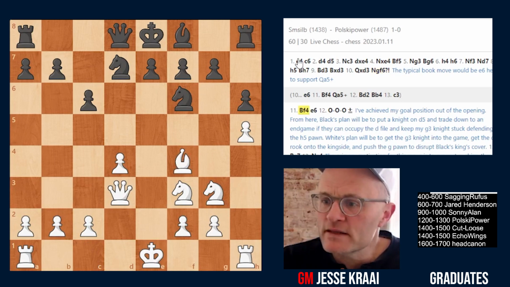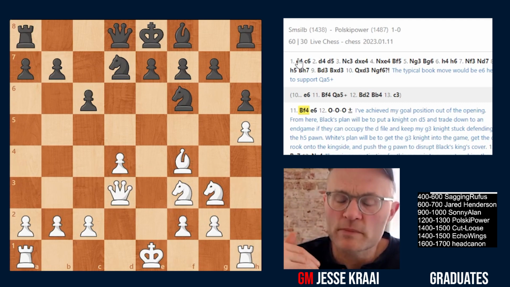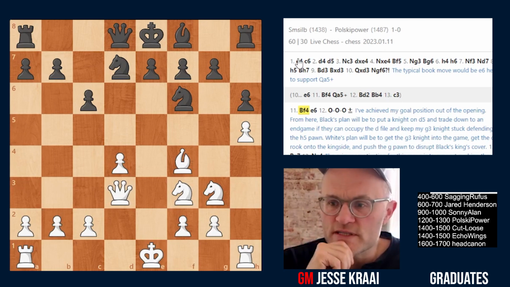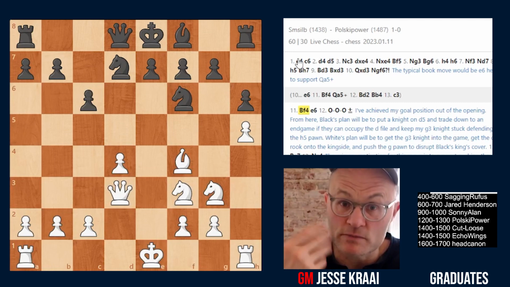Now, what is interesting about this is that when you want to talk about the book move, it might be good to say why this book move is better than a different move.